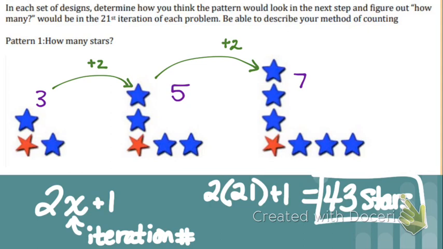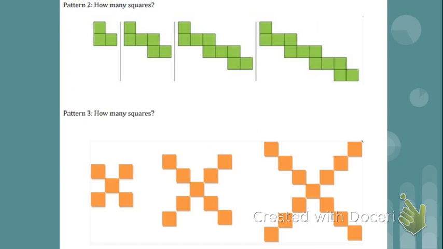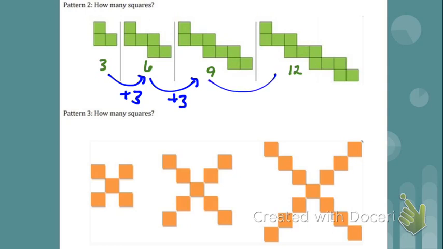Let's look at one of the other ones, the ones with squares. How many green squares in the first iteration here? 3. How many in the second? It's increasing by 3 each time. And if I find myself adding the same thing over and over and over, we can say multiplication. So 3 times x, where x means my iteration number.